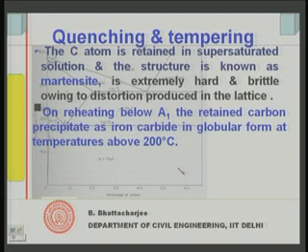All right. If I reheat it now, what would form if I just leave it like this? But supposing I reheat it below, then what will happen? The iron carbide forms in globular form. So, when I reheat it, say up to 200 degrees centigrade, the retained carbon precipitates as iron carbide. The carbon that was retained precipitates as iron carbide in globular form at a temperature of 200 degrees centigrade.